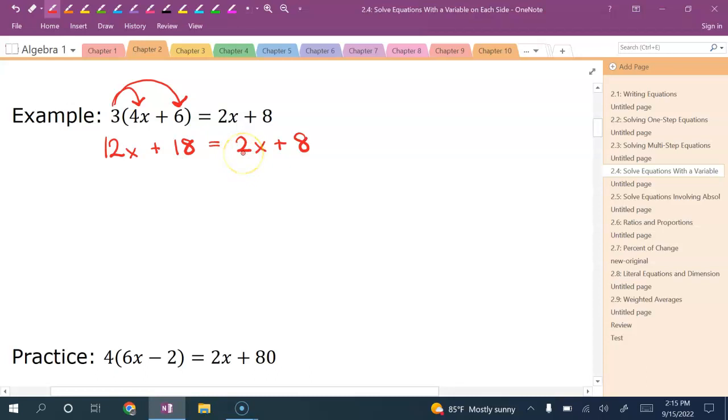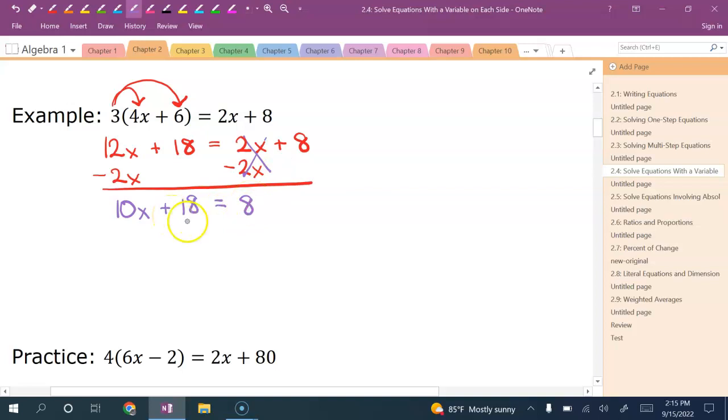And remember, you always do the opposite sign of what the term is. Since there's nothing written in front of the 2x, there's no negative here, that means that it's positive to start. So I'm going to subtract 2x from the 12x. Over here on the right, those two x's are going to cancel each other off. I have 12x minus 2x, which would be 10x, and then bring down the plus 18, bring down the equal sign, and bring down the 8.